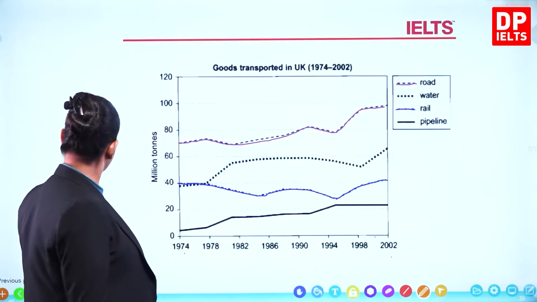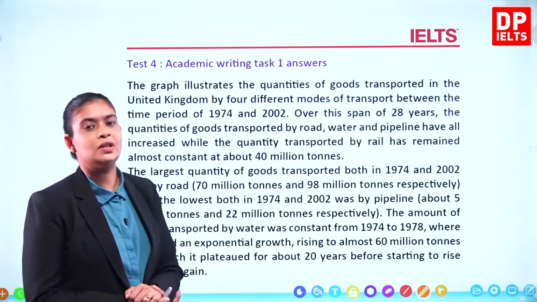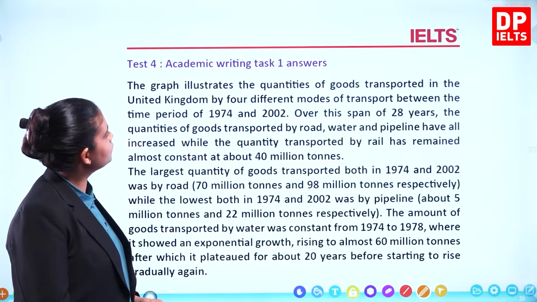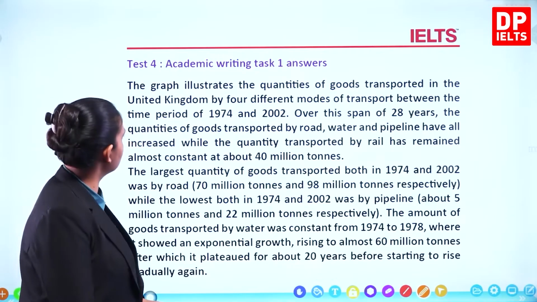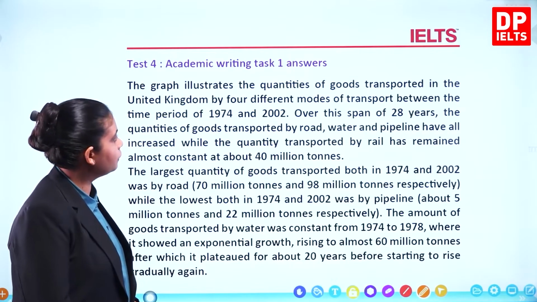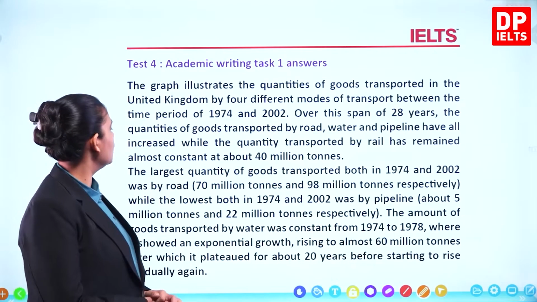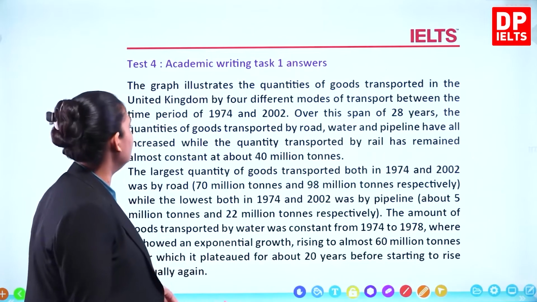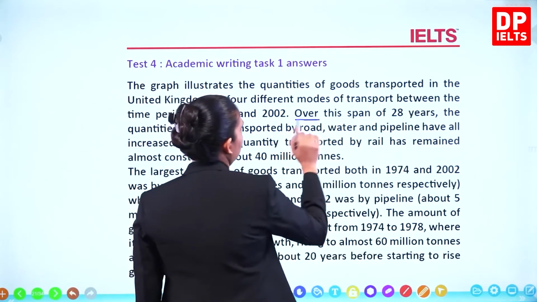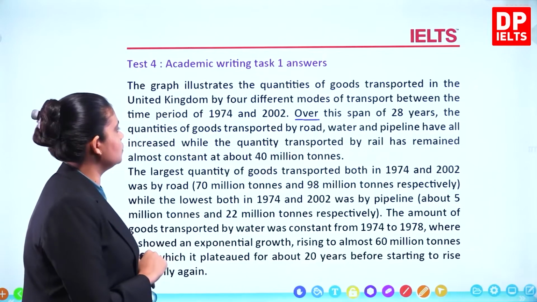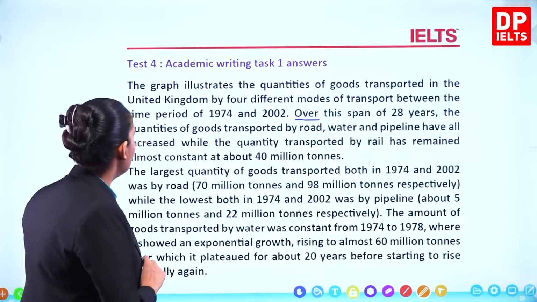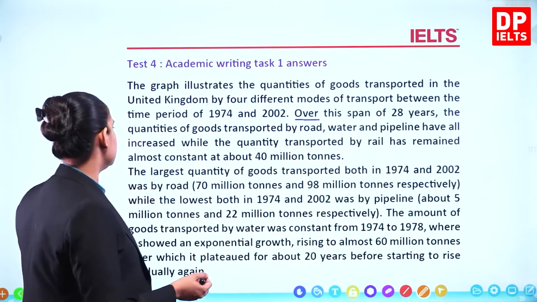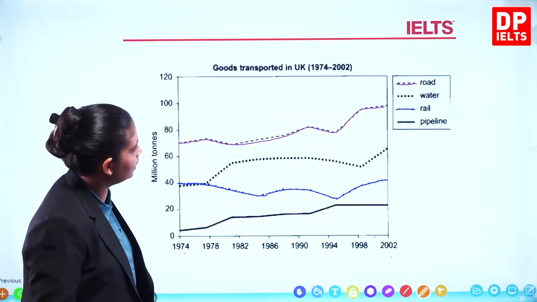Alright, so I hope you would have completed your answer by now. Let's have a look at a sample. The graph illustrates the quantities of goods transported in the United Kingdom by 4 different modes of transport between the period of 1974 and 2002. So that's fine, I think. Over this span of 28 years, the quantities of goods transported by road, water and pipeline have all increased while the quantity transported by rail has remained almost constant at 40 million tons. So you can see that, okay.